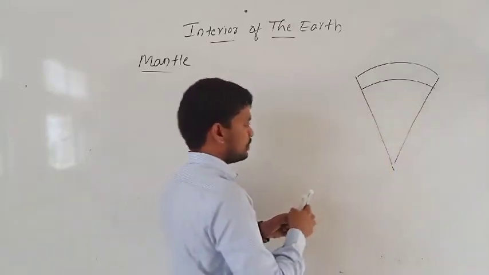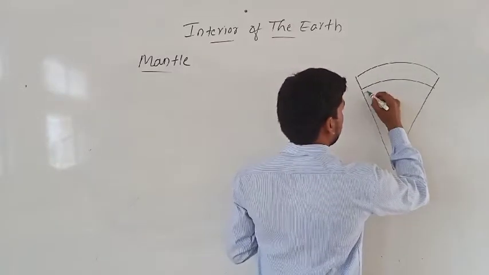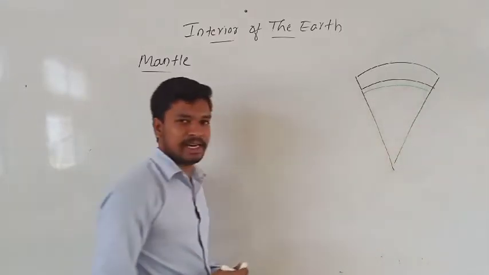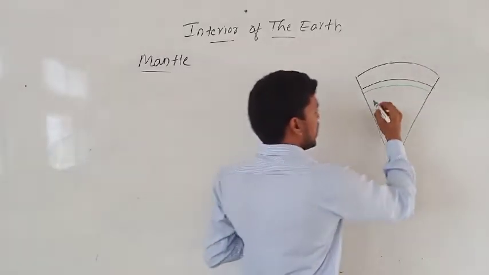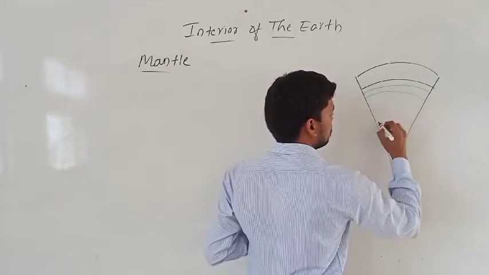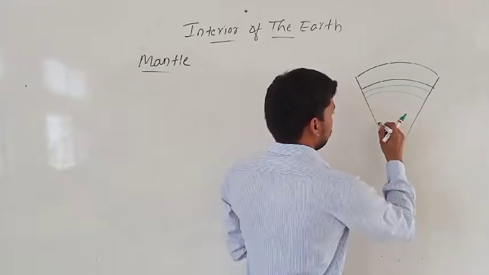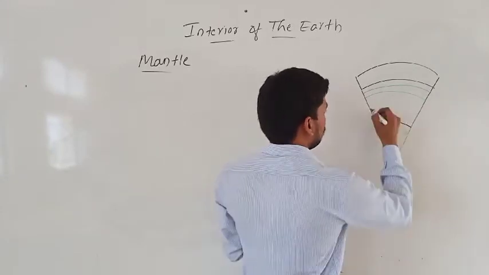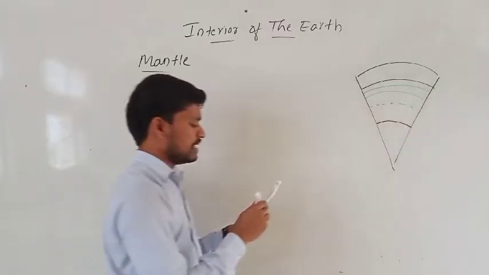The upper layer of mantle and crust is called the lithosphere, and below the lithosphere we have the asthenosphere. And this mantle has two divisions: one is the upper mantle and the other is the lower mantle.